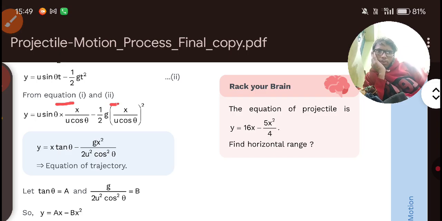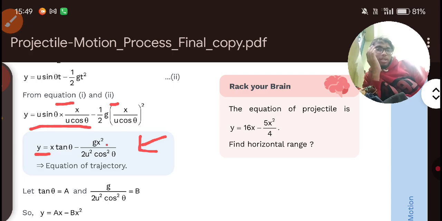From equation 1 and 2, you will get this equation. y is equal to u sin theta multiplied by x upon u cos theta, minus 1 upon 2 g into x upon u cos theta raised to power 2. After simplifying this, you will get y is equal to x tan theta minus g x square upon 2 u square cos square theta. This is your complete equation for getting trajectory coordinates. From here you will get the coordinates, location of a particle, location of an object.